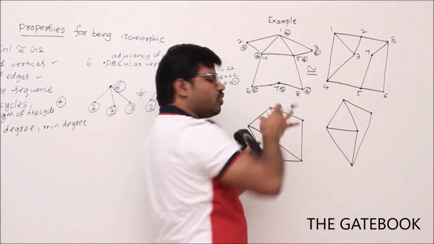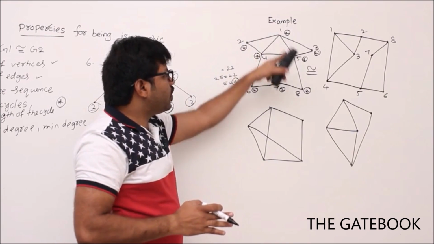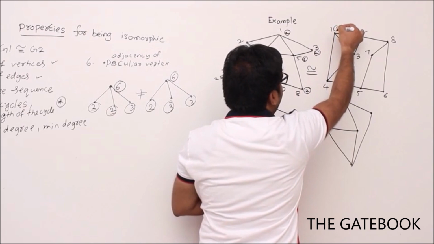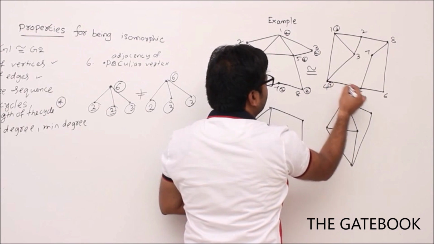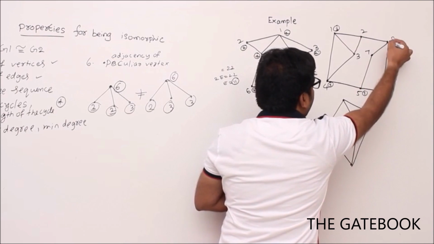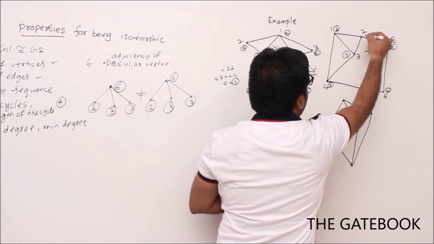So why I did this rather than counting directly is so that you can list out all the degrees also. Okay, let me list out all the degrees here. Degree 3, this is degree 3, degree 1, 2, 3, this is degree 2, 1, 2, 3, degree 3, degree 2, degree 3, degree 3, right?